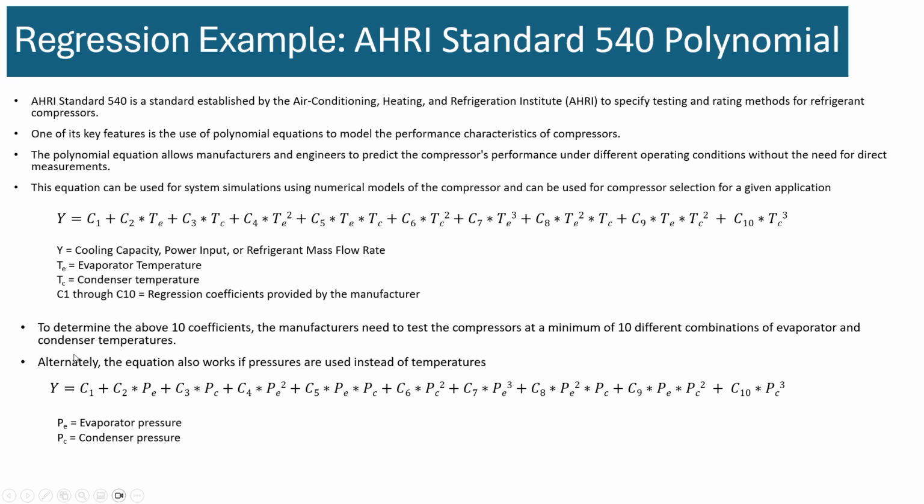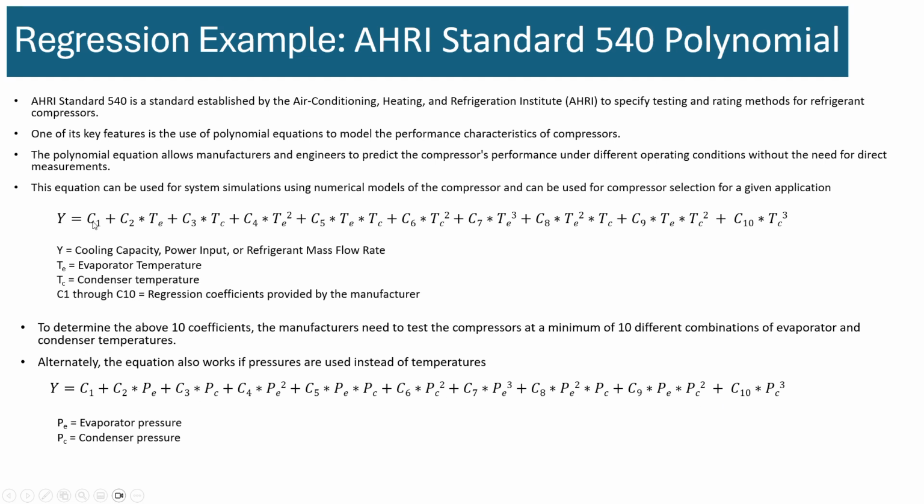Another thing to note here is if you replaced these evap temperature and condenser temperature with the corresponding pressures, then this equation also works really well. Okay, so you can get a good curve using the pressure values too. Of course, the C1, C2, C3 values will be different.